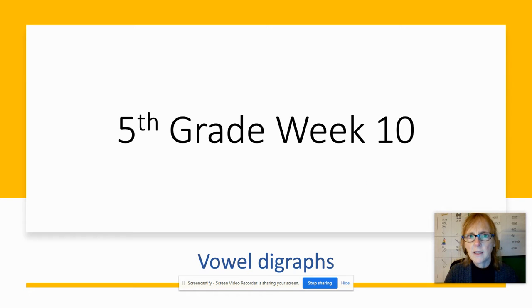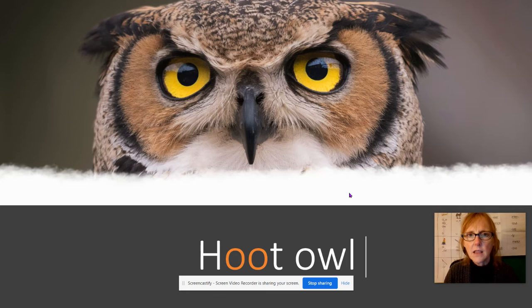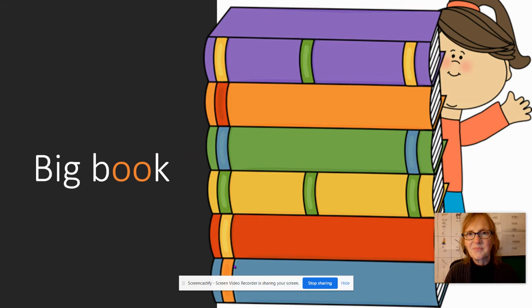This week, we're going to be talking about vowel digraphs. Now, remember, digraphs are two letters making one sound. So, consonant digraphs are like TH making th, and vowel digraphs are like OU saying ow. So, the first one is the long oo sound, like in hoot owl, spelled double O.